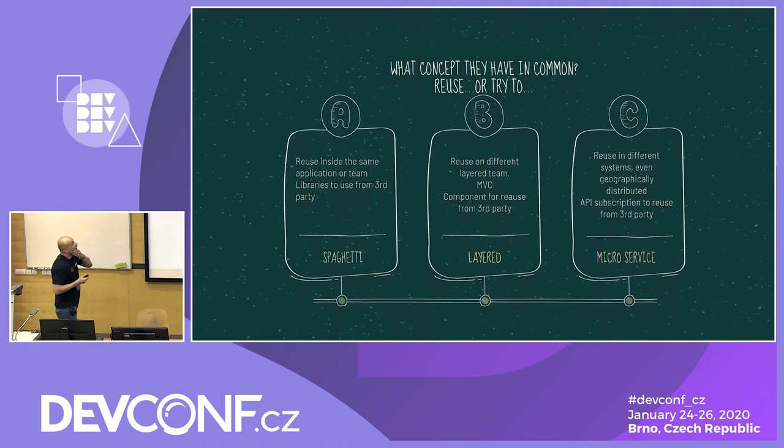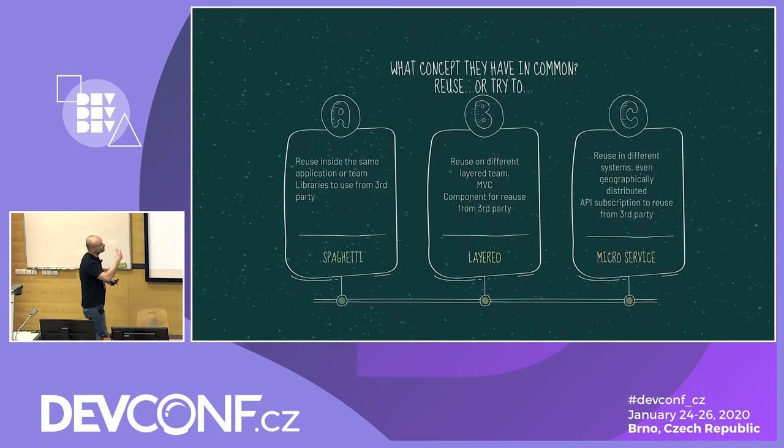So, what concept do they have in common? Reuse, or try to reuse. Yes, spaghetti code. Spaghetti code was born in the 90s, and it is not bad at all. It is basically what we call object-oriented programming that became spaghetti code, but it's object-oriented programming. So, reuse inside the same application or team, libraries, so basically classes, and the libraries born to use from third party. A library is just a set of object-oriented code that you can use from third party, and libraries and libraries and inheritance and all the object-oriented stuff, and it becomes spaghetti code, basically, because you lose the control.